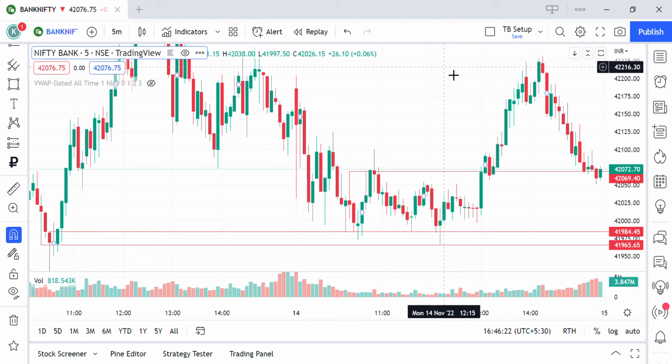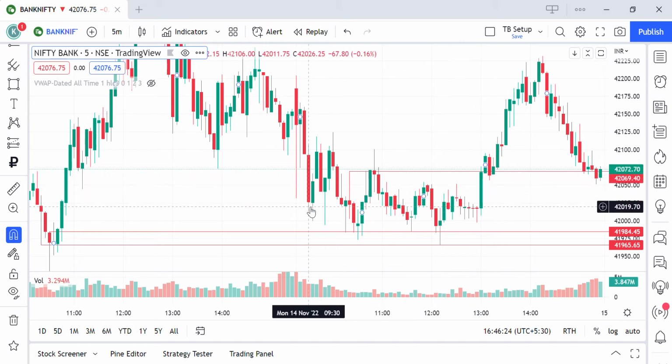Now, how do we develop this bias? First thing is, nowhere are the sellers able to create a low. That means they do not break the low of these candles significantly. First thing.